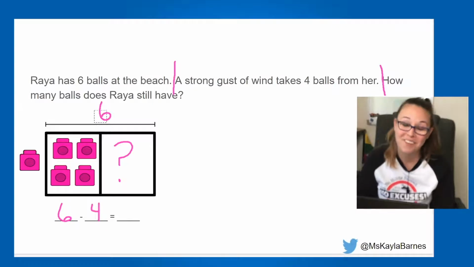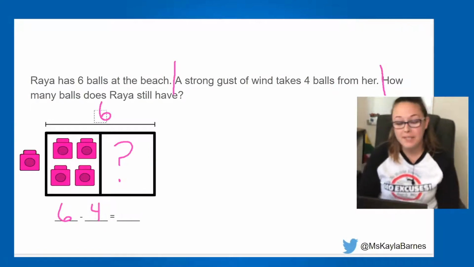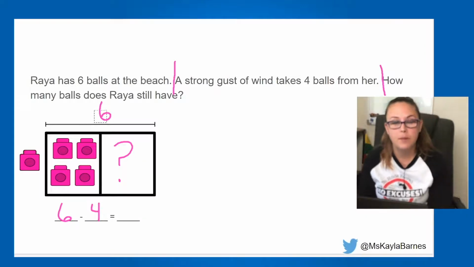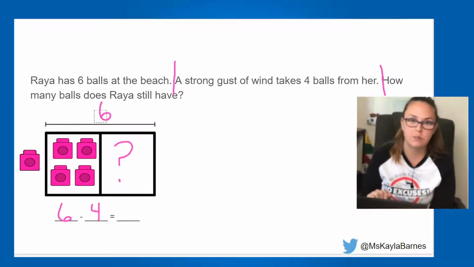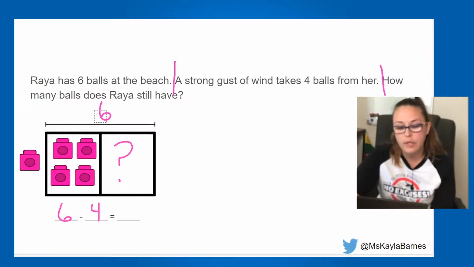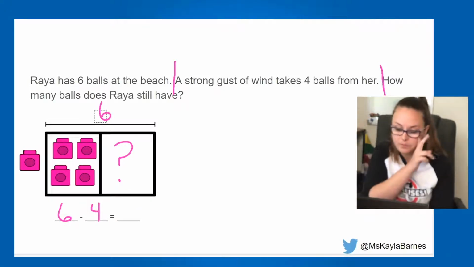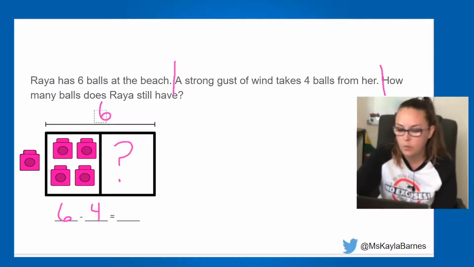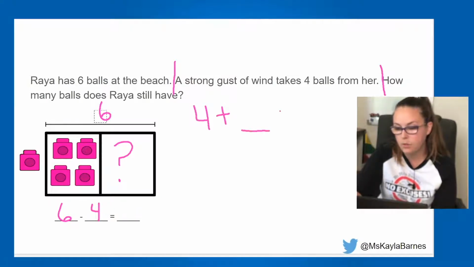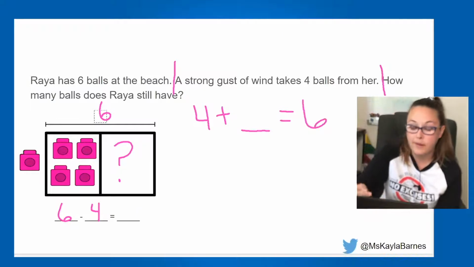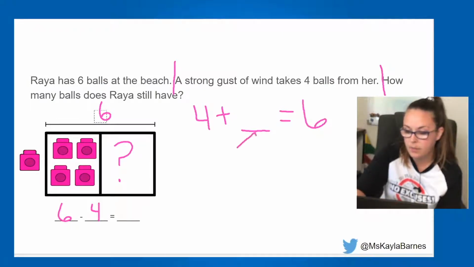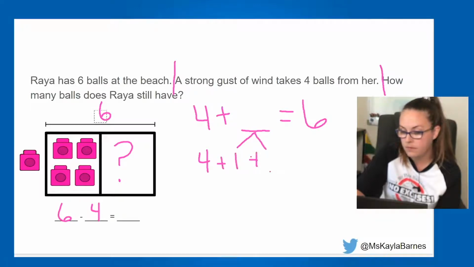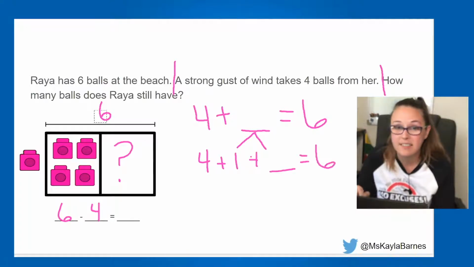Now you already may know the answer to that, and that's great. But in case you don't, we're going to flip the problem and think addition in order to solve this subtraction. Remember, we can use our model here, our part whole map, or you can use the fact that you know makes 6. So we have to think 4 plus what equals 6. Well, let's break this missing number into parts. I know that 4 plus 1 equals 5, and that's pretty close to 6.